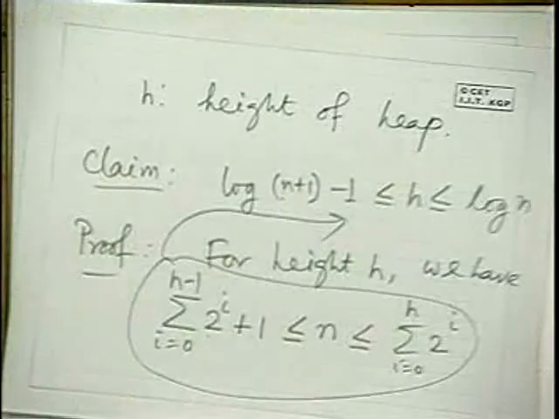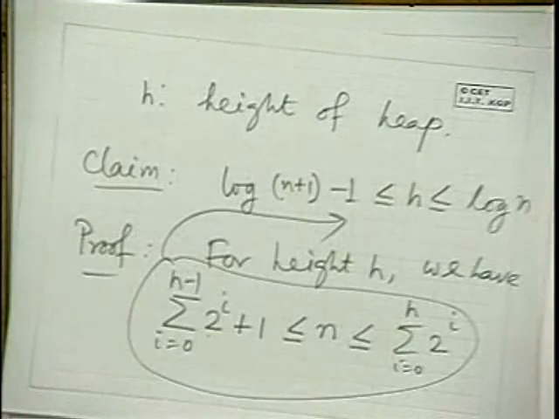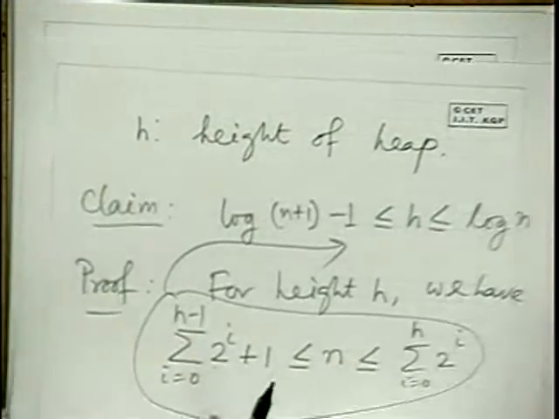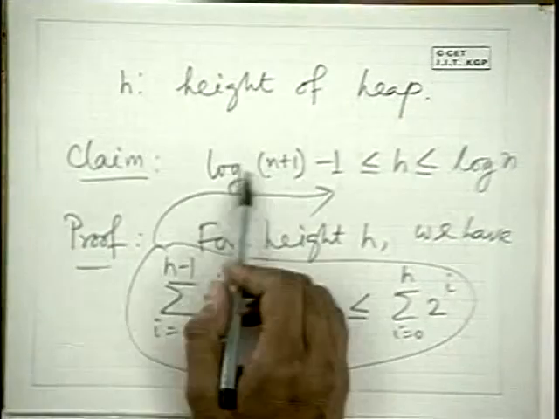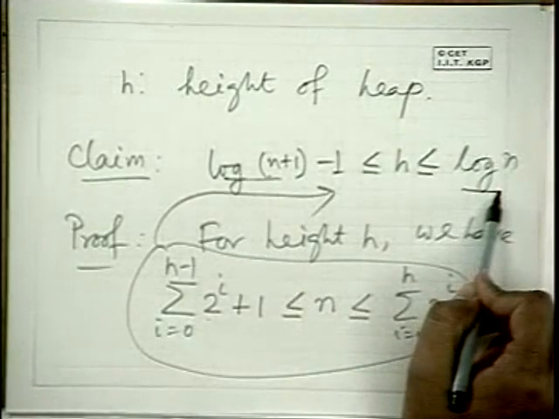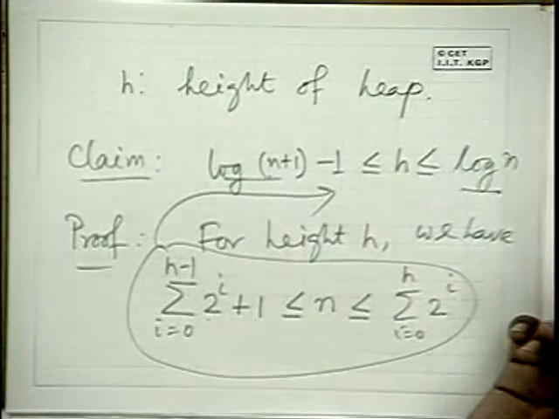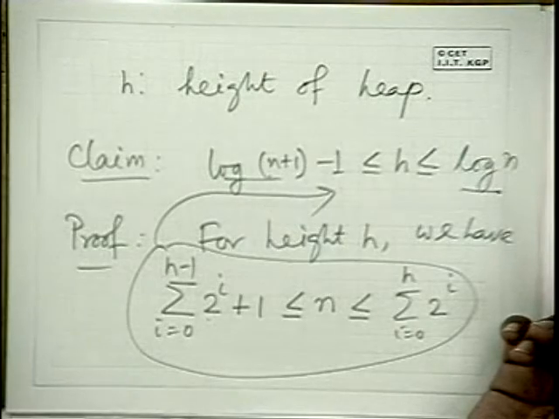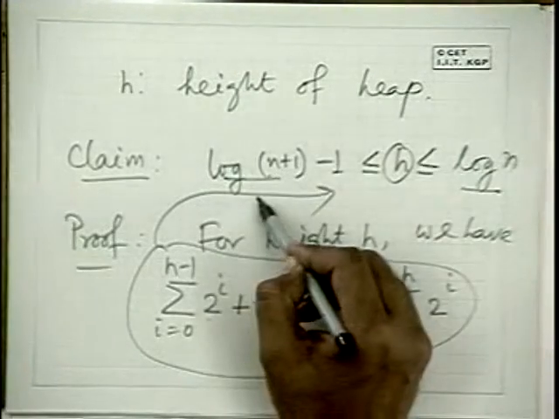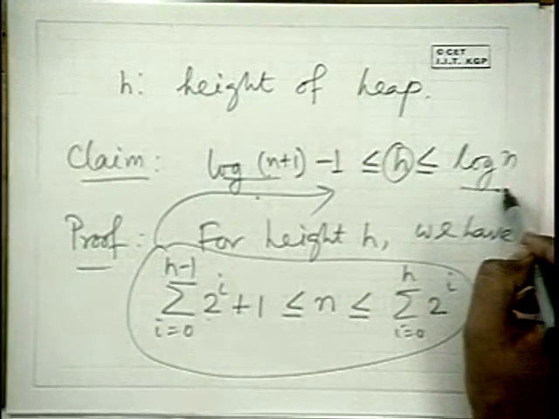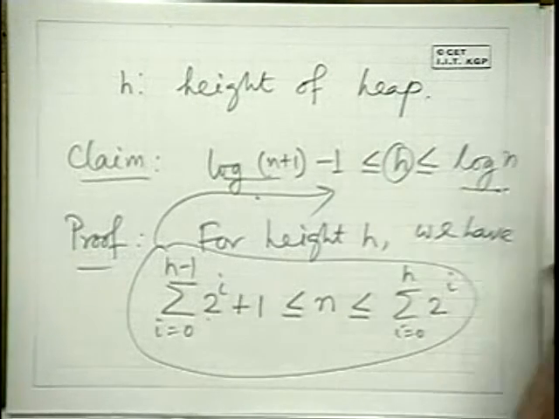If you manipulate on this side, you will get exactly this. Right? Any question on this? So what we know is that the height of this entire heap is always order of log n. If you see, it is both a lower bound and an upper bound on the height. So actually it is theta of log n. So the height of a heap is always order of log n.